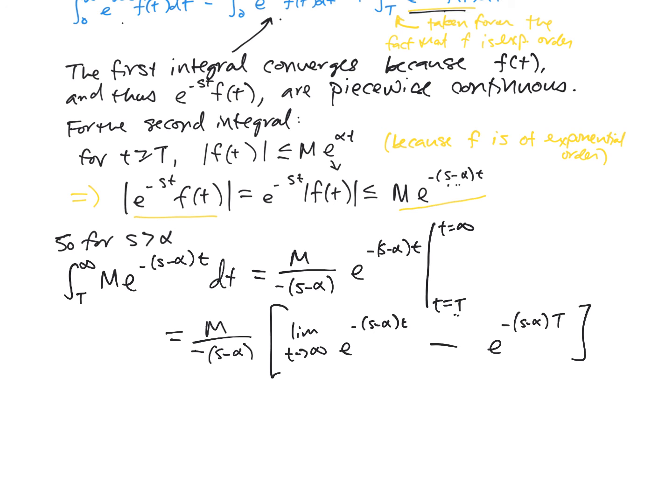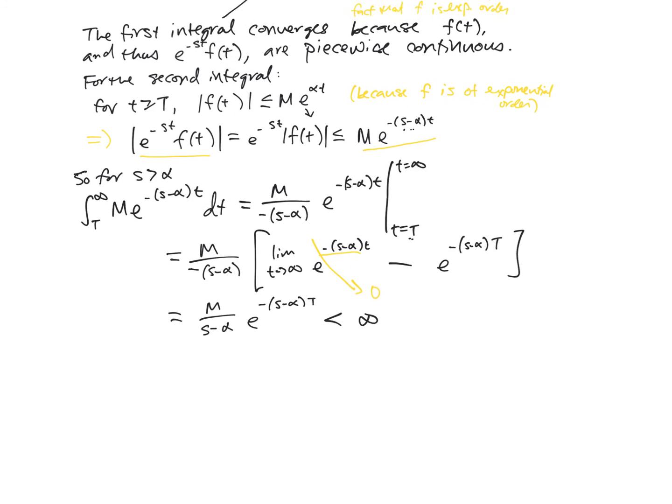But the whole point is that we've already seen this goes to 0, because s minus alpha is positive, so the whole exponent here, as t goes to infinity, is always going to be negative, and that's going down to 0. And so the integral here is going to equal, we lose that minus sign, so we get m over s minus alpha times e to the negative s minus alpha big T. And those are just numbers. That's just a number. So it's finite.